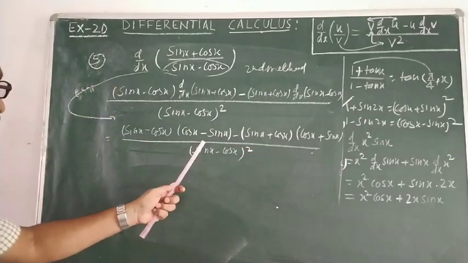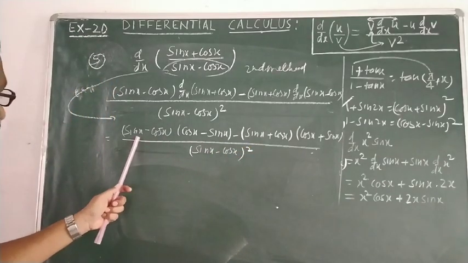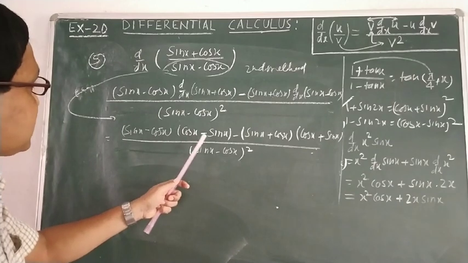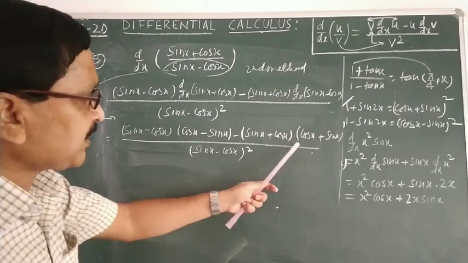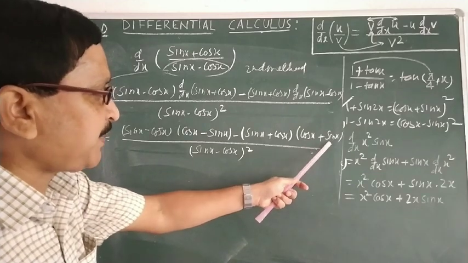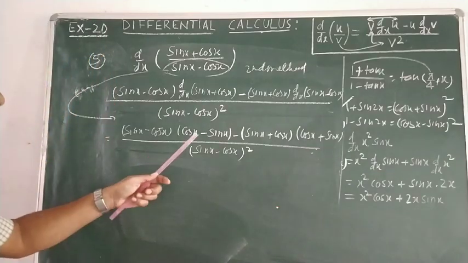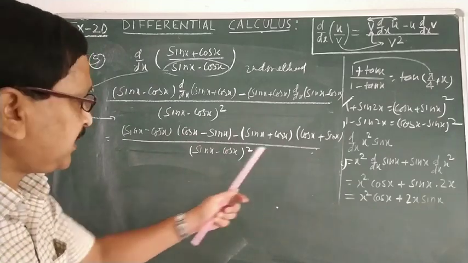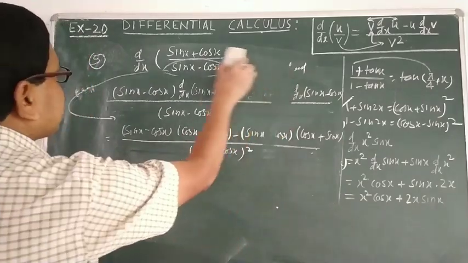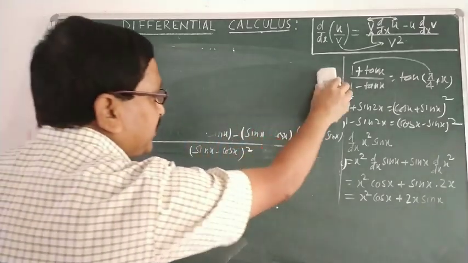Now you have to simplify this. Sin x minus cos x minus sin x, and this is sin x plus cos x plus sin x. Now simplify this and get the answer. Multiply this and then multiply this, then change the sign and get the answer. This is the second method, left for the readers.